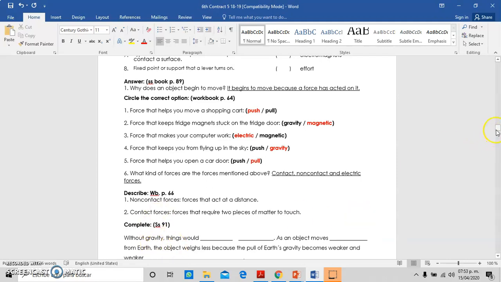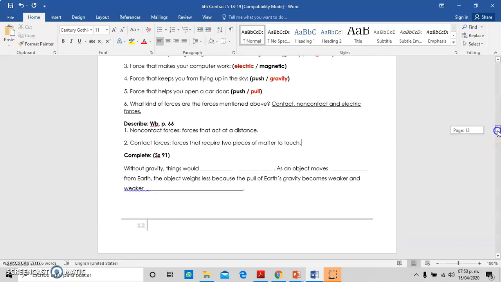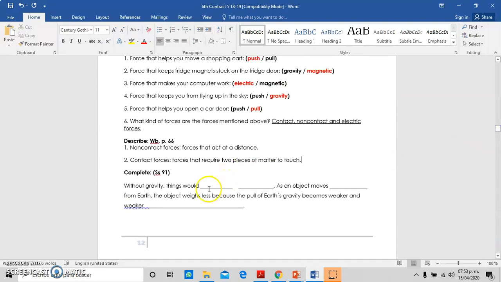And finally, children, complete. Without gravity, things would not fall. As an object moves away from Earth, the object weighs less because the pull of Earth's gravity becomes weaker and weaker with distance.